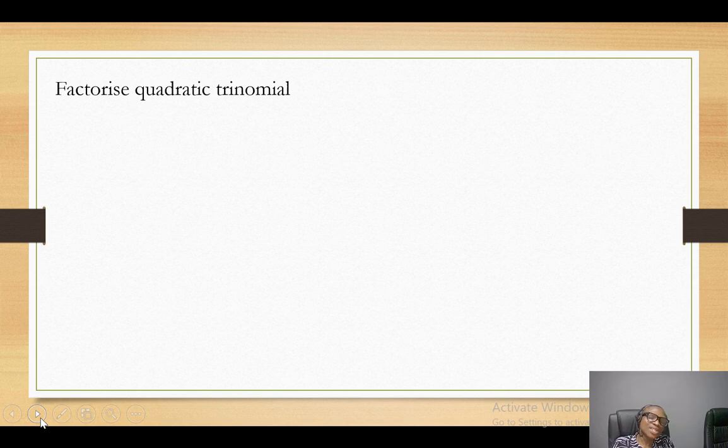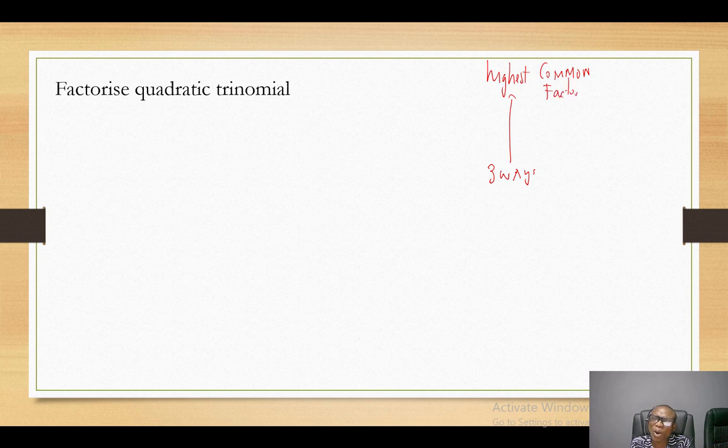So another skill that you will need of factorizing is to factorize a quadratic trinomial. So actually, there are 3 ways of factorizing. Let me write here 3 ways, and you need to know all these ways. The first one I said, by taking out the highest common factor. So you can factorize by taking out the highest common factor. So watch out for the common factor.